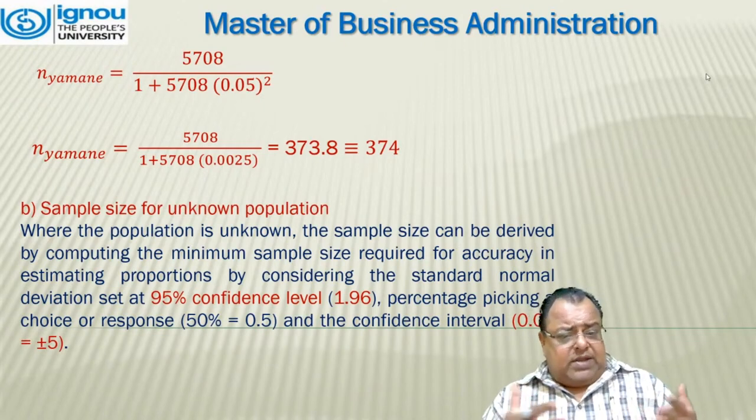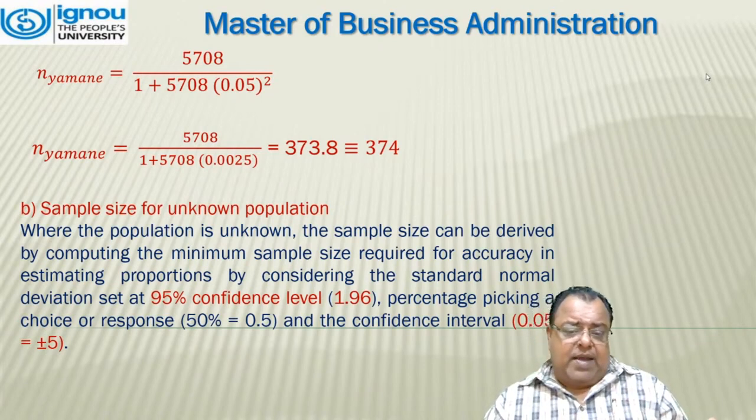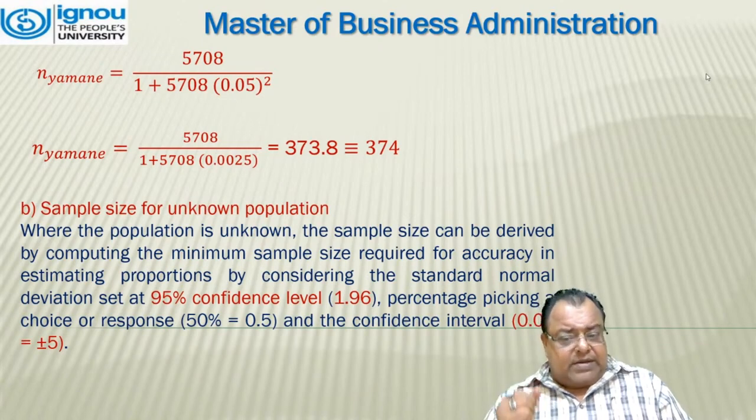When the population is unknown, a sample size can be derived by computing the minimum sample size required for accuracy in estimating proportion, by considering the standard normal deviation set at 95% confidence level, that is 1.96, the percentage picking a choice of response at 50%, and the margin of error at 0.05, plus minus 5.